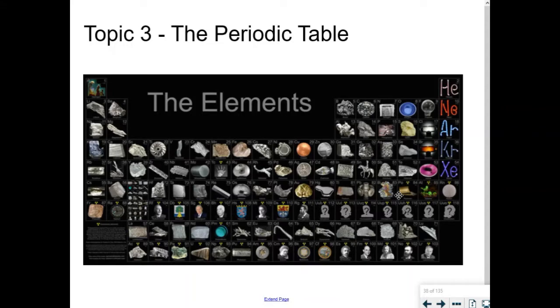Okay, so today's our third topic. We're going to talk about the periodic table. Last class we learned about a ton of different scientists, from John Dalton to Niels Bohr. One of the ones that I need you to know a little bit about is Dmitry Mendeleev. And I think the story behind Dmitry Mendeleev is super cool.